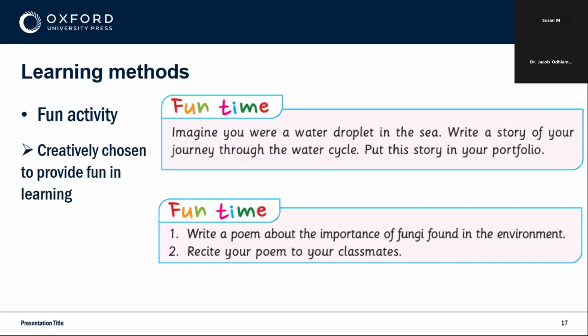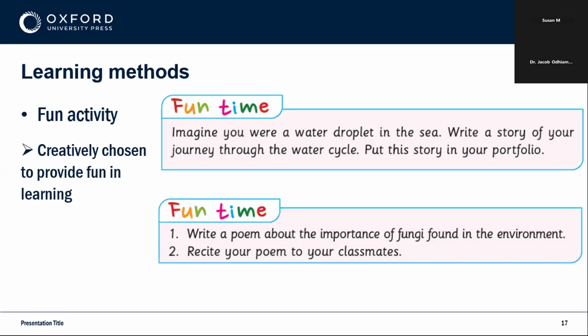Then the last is the fun activity. You can see there in the learner's book from Oxford, there's quite a number of fun activities. Actually, there are many. These are just two examples. One is where the learner is supposed to imagine that he or she is a water droplet in the sea. Then they write their journey through the water cycle. That is evaporation, condensation, cooling back, and all that. It will be fun for them to imagine that each of them is a water droplet.